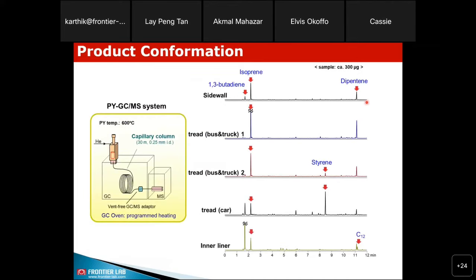Okay, so this is the pyrogram obtained through this flash pyrolysis. Pyrolysis temperature was kept at 600 degrees. Then this is the chromatogram. So you can see the sidewall has got butadiene and isoprene, and it's almost the same for the tread from bus and truck. But you can see even the tread for bus and truck and car sometimes are different, and the inner liner is different also. So it's important to get this information to qualify the material for that particular usage.